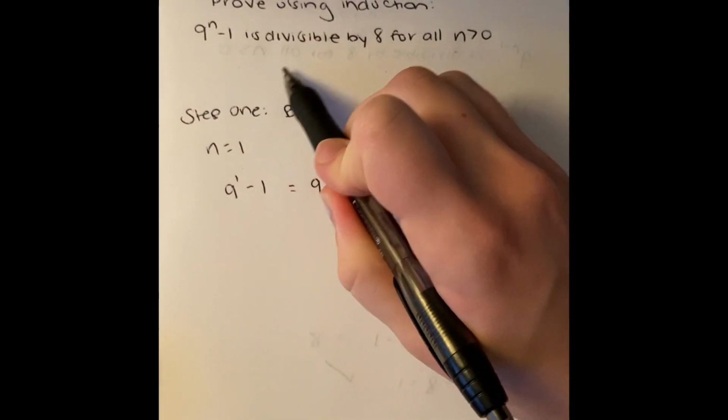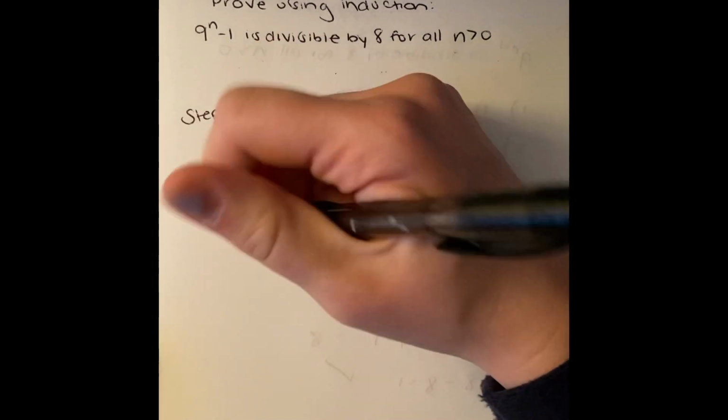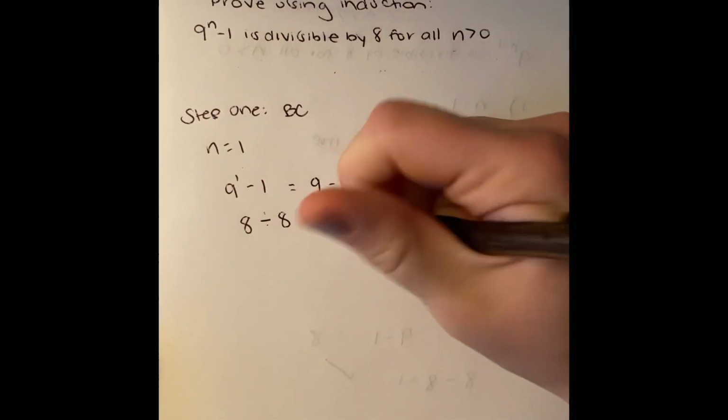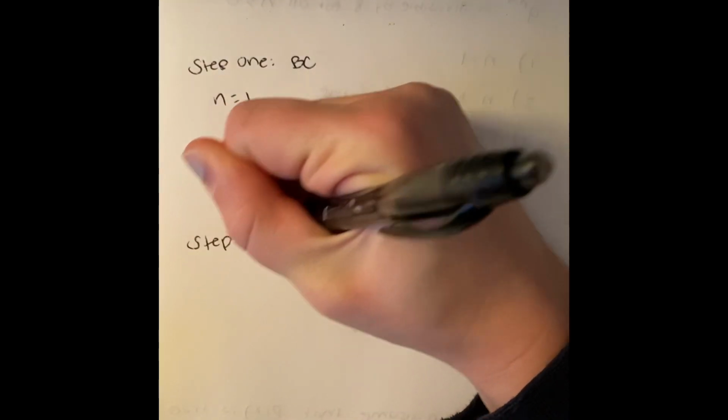Now we have to test that it's divisible by 8. So we're going to have 8 divided by 8 is obviously equal to 1, and our statement checks out. So this just means that the statement is true for its first term, n equals 1. Our second step is our inductive hypothesis.